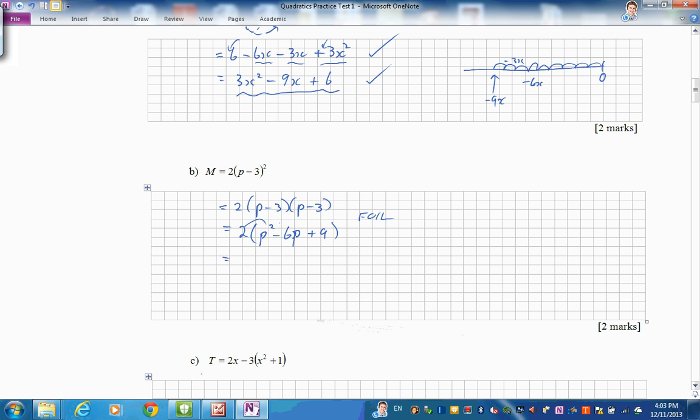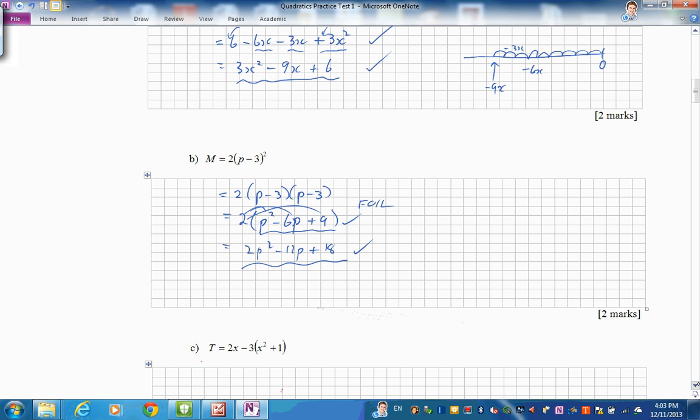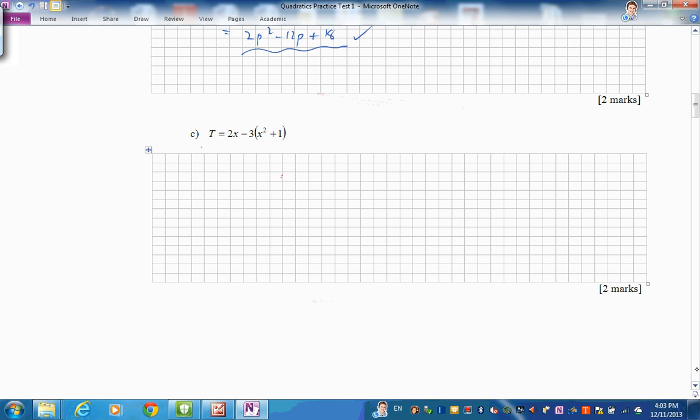Okay, and then multiplying this out, 2p squared, take 12p, and plus 18. Alright, so what have you got here? We've got 1 mark for this expansion in here, and 1 mark for multiplying it all by 2. Okay, a score out of 2 there. Okay, let's go down to part C, slightly different.